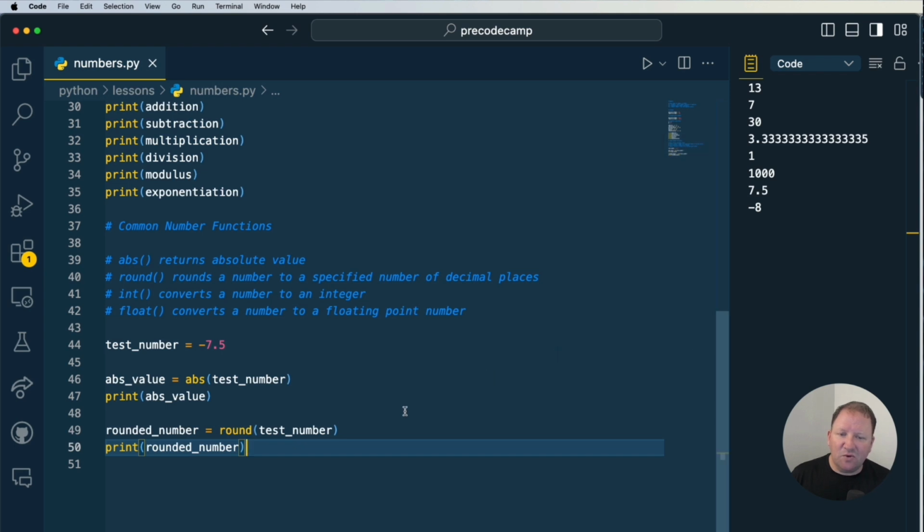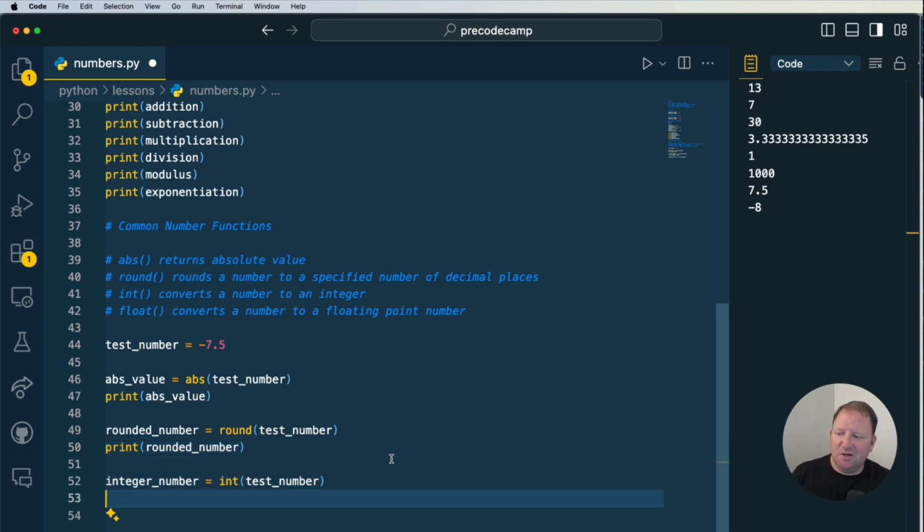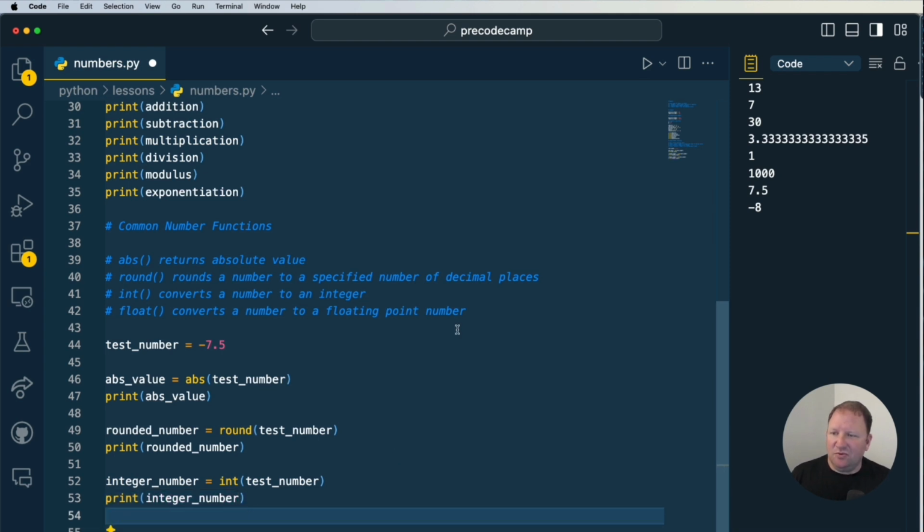The other thing that we're going to try on here is, what if we wanted to make this an integer? And remember the difference between an integer as well as a float, right? Integers will just make it without the decimal point. So let's see what we get with that. Integer number. And let's print the integer number, and we'll run this, and we get -7. So it didn't round it, it just chopped it off.